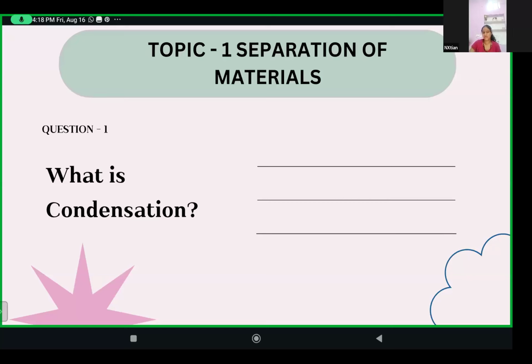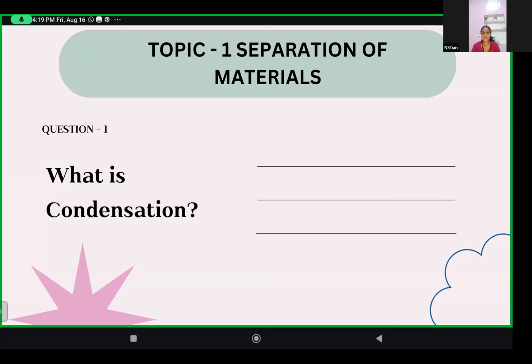Now, how can we use condensation in separation? Basically, if you have water and an acidic solution mixed together, and you want to separate the water out of the acidic solution, and the acid and the water have different boiling points. First, you will boil the acidic solution, and then you will get a tube so that the water vapor can come out.